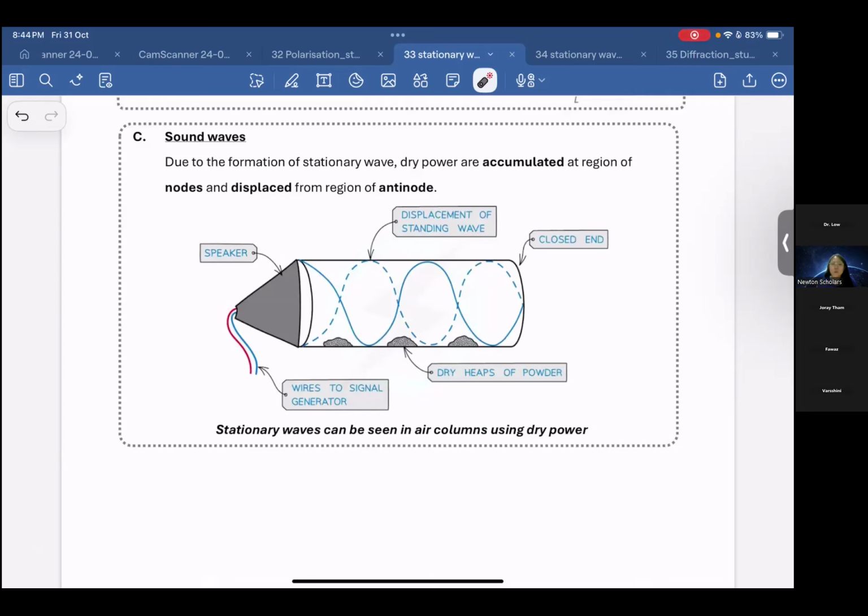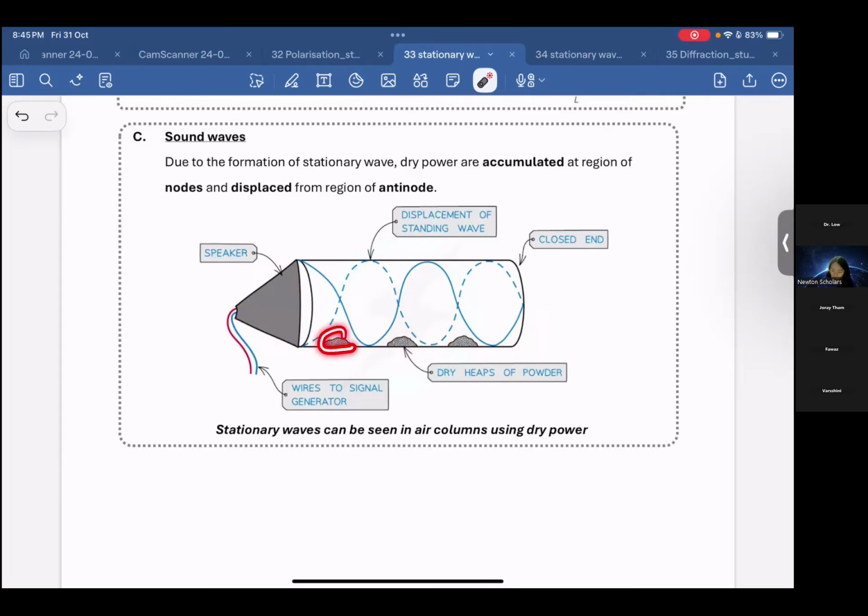Sound waves can also show you the standing wave, or we say stationary wave. So we have the dry powder along here. Then we play with the speaker. Because the particles will vibrate, at the end we found out there are certain regions where the powder will accumulate.